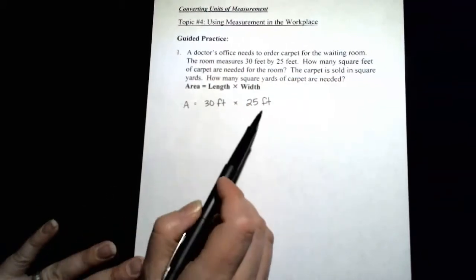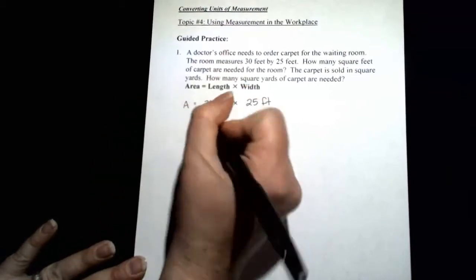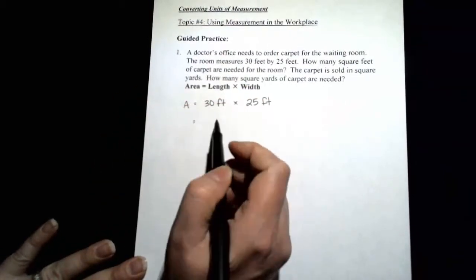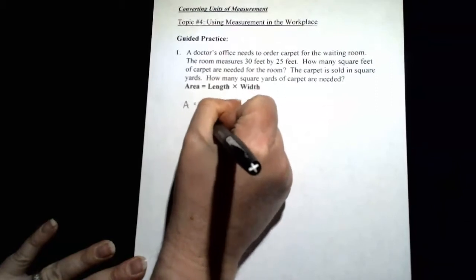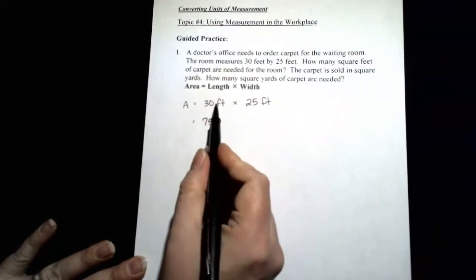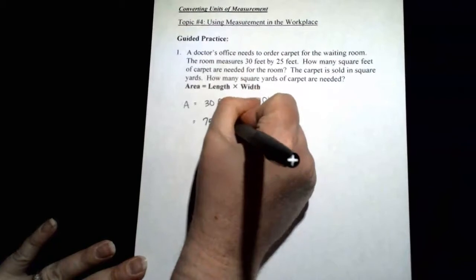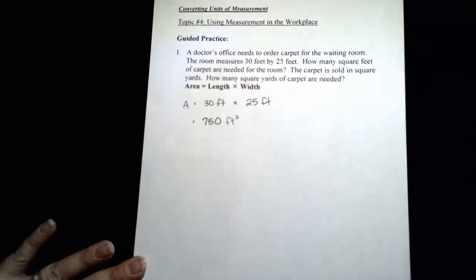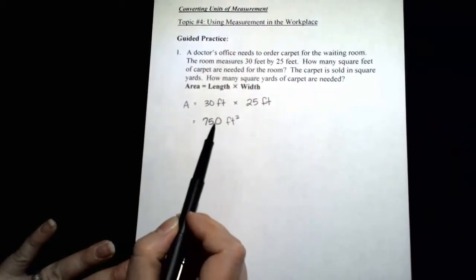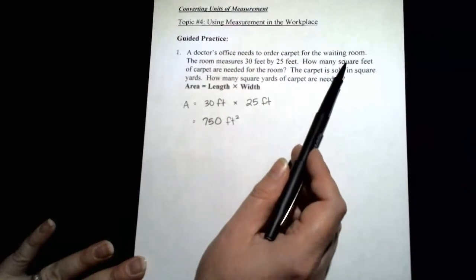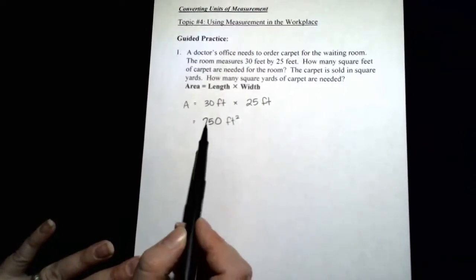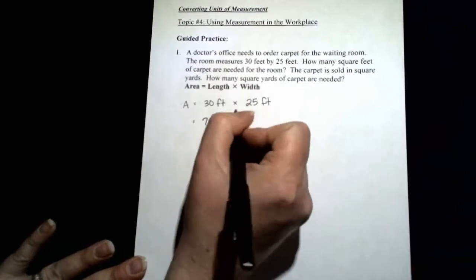Then I'm going to multiply those together. So 30 times 25 is 750. And feet times feet is feet squared, which we say 750 square feet. So we just answered the first question. It's 750 square feet for the carpet.